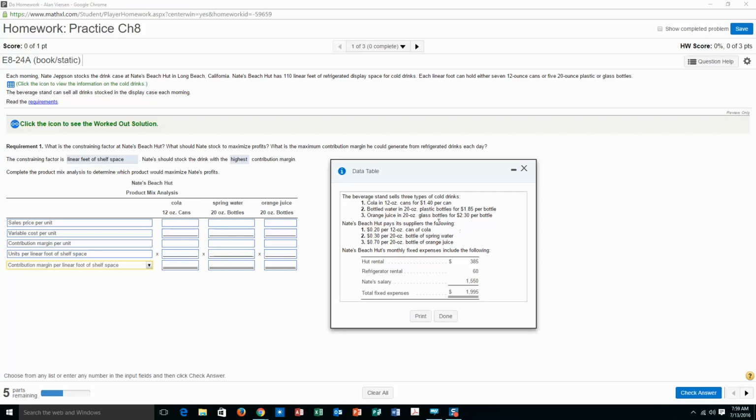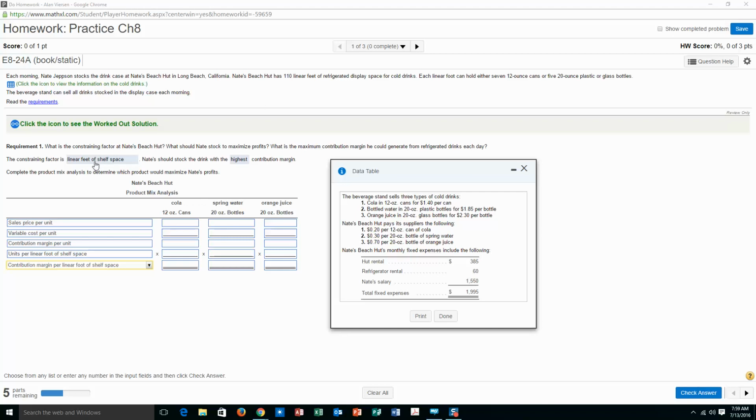Okay, so I clicked on the data table I have, and I look down here and it says the first requirement. What is the constraining factor at Nate's Beach Hut? What should Nate stock to maximize profits? What is the maximum contribution margin he can generate from the refrigerated drinks each day? Okay, so I went ahead and started filling this in, and we know the constraint is he only has 110 linear feet. So that first of all is his constraint.